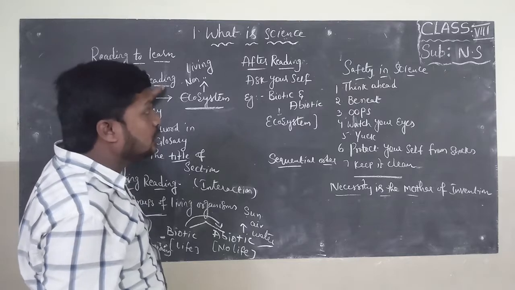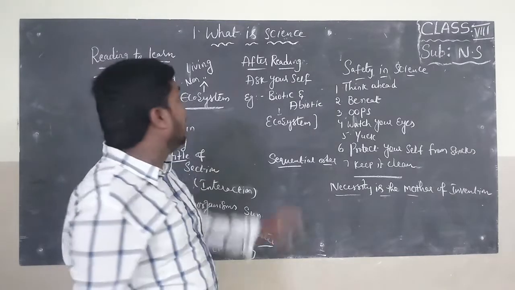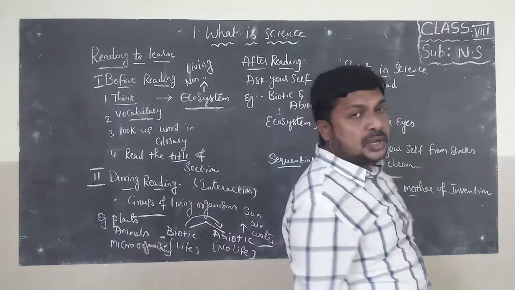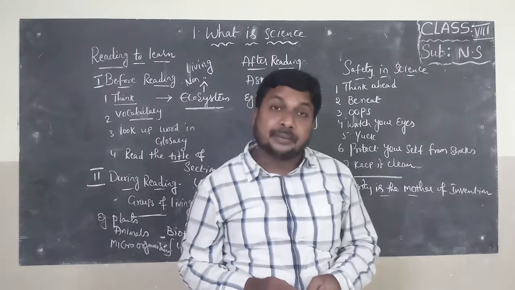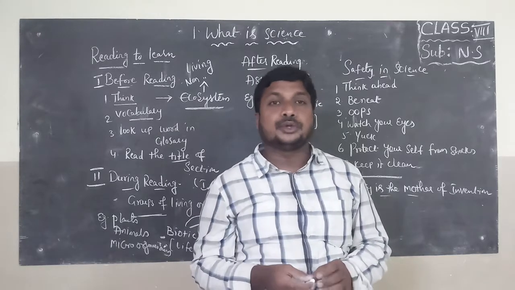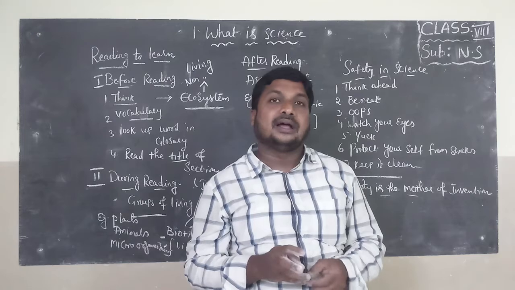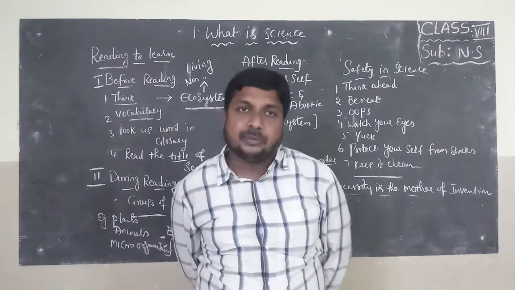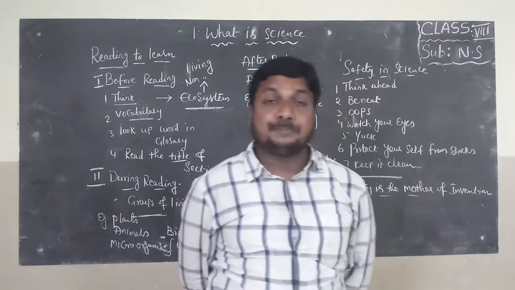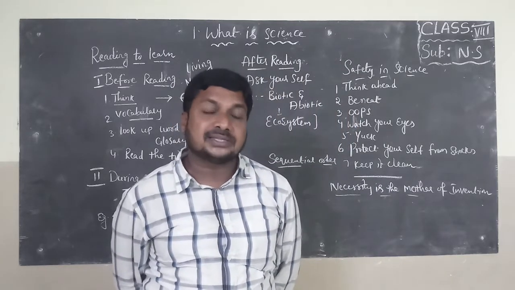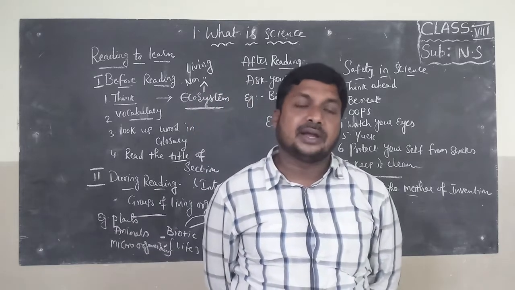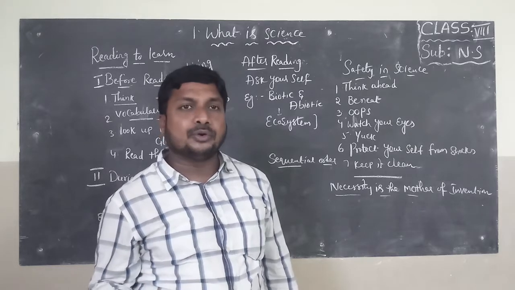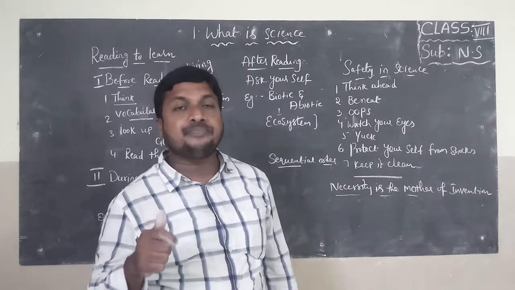So this is about reading to learn. Dear children, the last topic in the first lesson, What is Science, 8th class, is safety in science. Already I explained: science means learning by doing. If you want to discover anything, you have to discover it after doing some activities, some experiments. Already I explained the scientific method steps: observe, ask questions, form a hypothesis, plan an experiment, conduct an experiment, draw conclusion and communicate results.